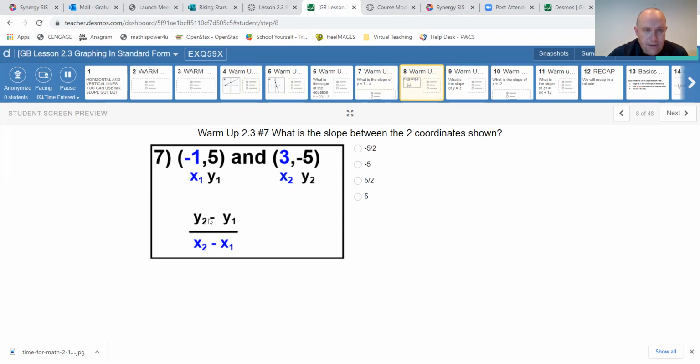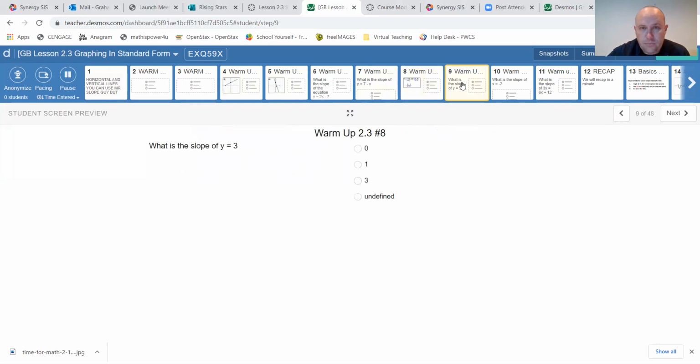To find the slope between 2 points, we plug each of these numbers into this formula. So on the top here, I'd have -5 take away 5, which is -10. On the bottom, x2 minus x1, 3, take away -1 is 4, and -10 divided by 4 is the same thing as -5 over 2. If we divide by 2, you probably would need paper for that question.